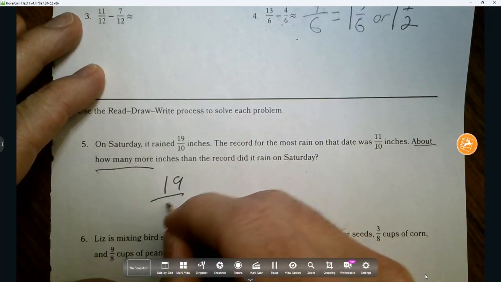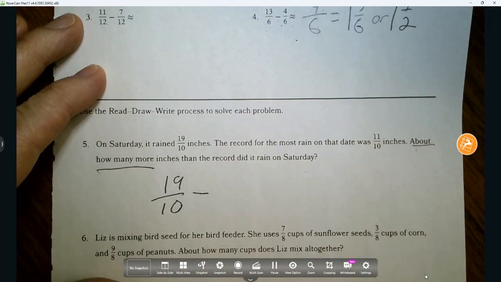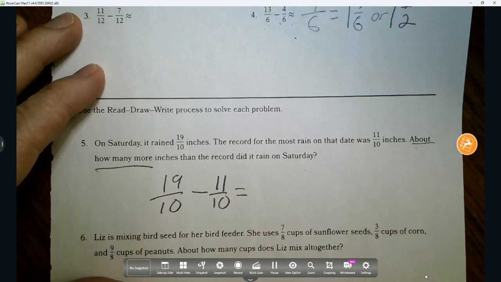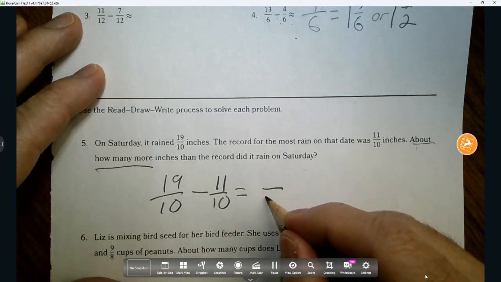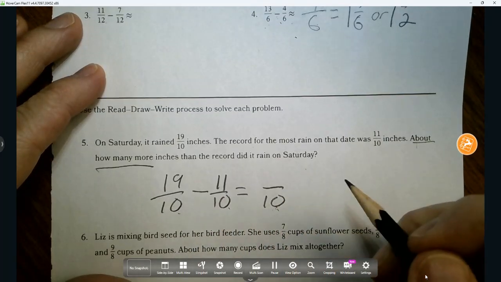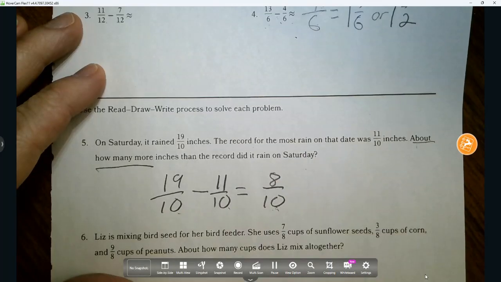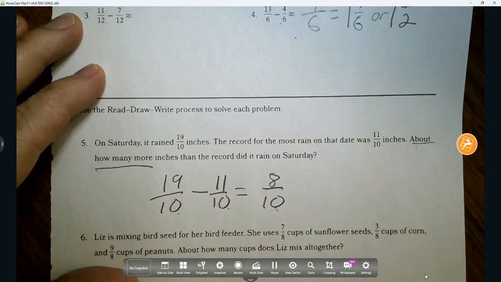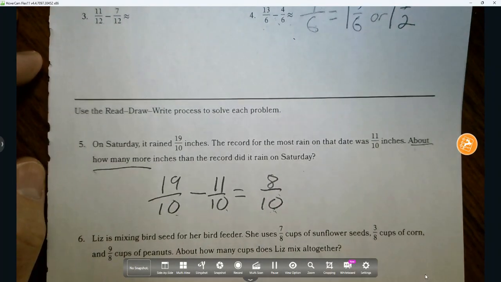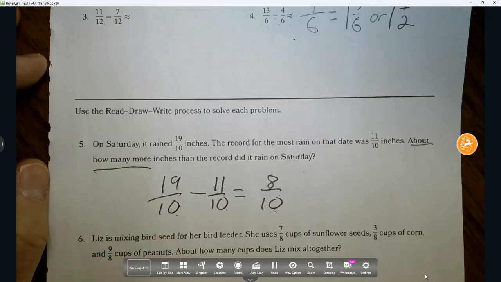So we have 19 tenths minus 11 tenths. What is 19 minus 11? The tenths stay the same. 19 minus 11 is 8. You can leave it like that, or you can make it smaller, but leave it like that for now. We haven't worked on reducing fractions yet.